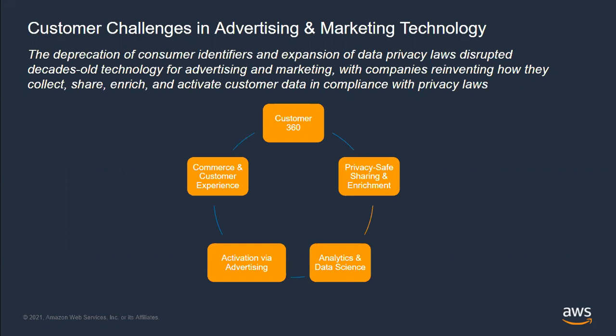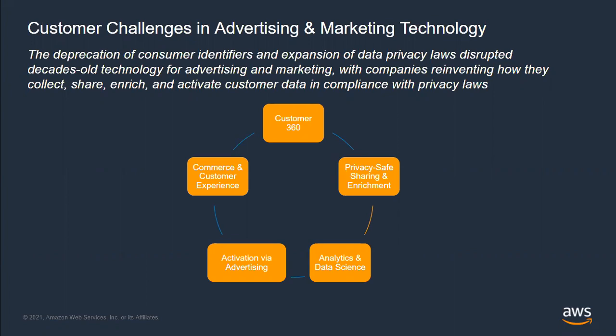Activation via advertising: as new inventory paths open, performance, cost, and latency requirements grow more demanding for advertising platforms executing millions of ad transactions per second. And then commerce and customer experience. Consumers are demanding personalized omnichannel experiences along with high standards for data privacy and service.